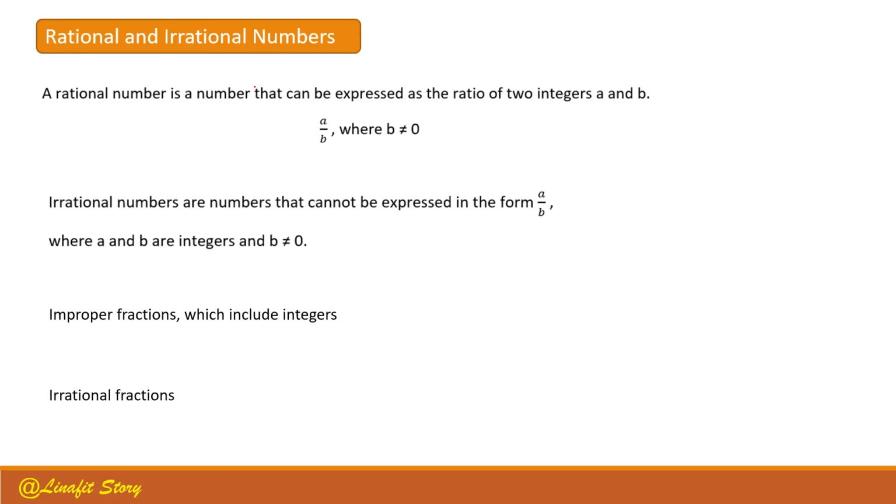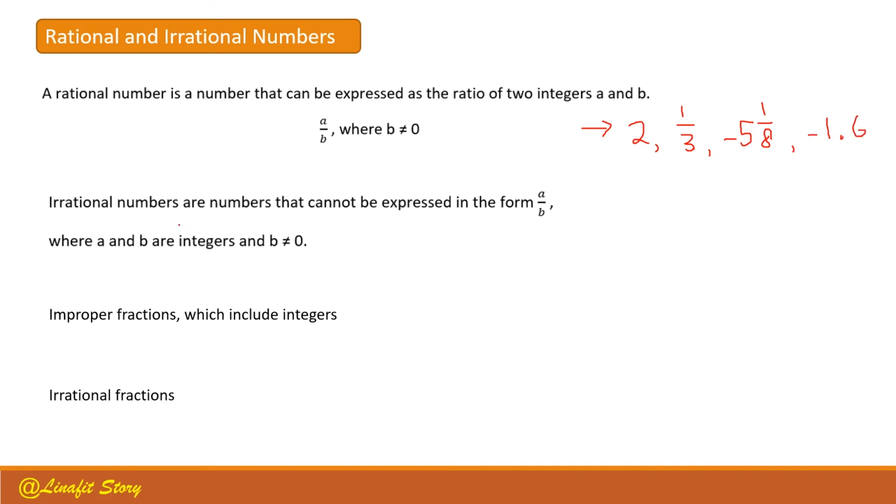Rational and irrational numbers. A rational number is a number that can be expressed as the ratio of two integers a and b. A out of b, where b is not equal to 0. Examples are 2, 1 out of 3, negative 5, 1 out of 8, and negative 1.6.